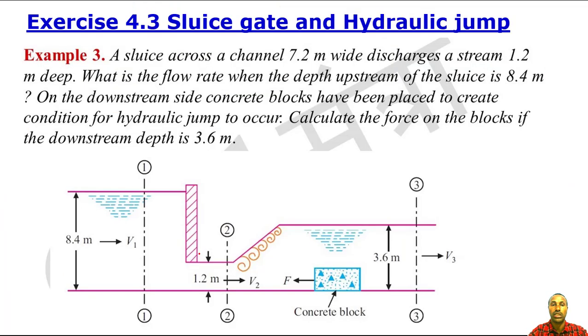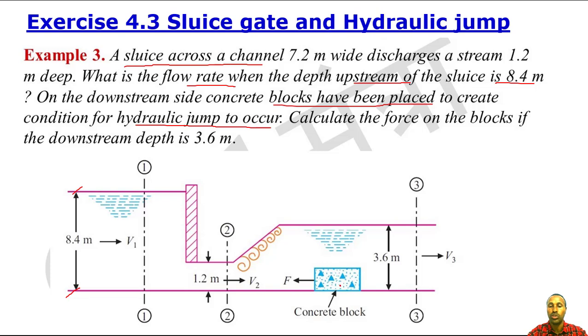So this is an exercise. And exercise 4.3 is sluice gate and hydraulic jump. So a sluice across a channel 7.2 meter wide discharges a stream 1.2 meter deep. What is the flow rate when the depth of the water upstream of the sluice gate is 8.4? So you have depths from here up to here, depths of water, and on the downstream side, concrete blocks have been placed to create a condition for hydraulic jump to occur.